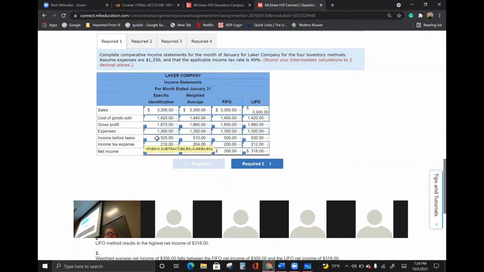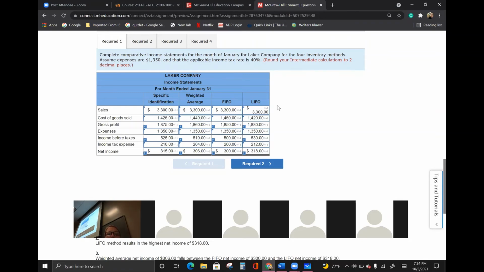And that's what I want to calculate the tax on, the 525, multiply it by the 40% to come up with my tax expense, which is $210. Subtract that from the 525 and I come up with my net income after taxes. Okay, same thing on these other three. Revenue is the same. Pull the cost from what you just calculated and then just do the math.